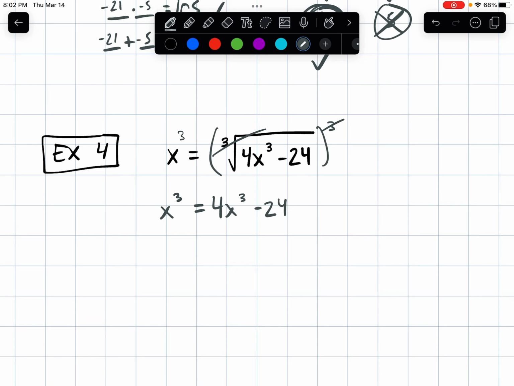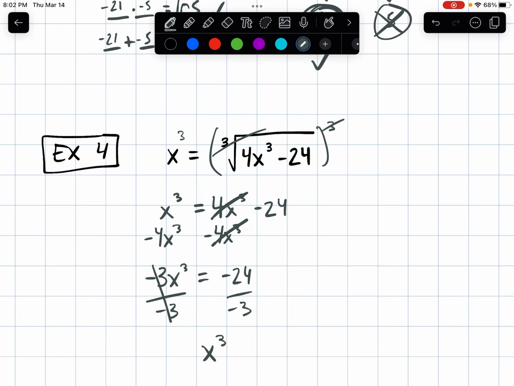And then I'm going to try to get the x's all by themselves. So I'm going to subtract that 4x cubed on both sides. And then we get negative 3x cubed equals negative 24. Let's go ahead and divide both sides by negative 3. And we see that x cubed equals 8. And if x cubed is 8, then when I take the cube root of both sides, we know for sure that x is going to be 2. All right, so x is 2.